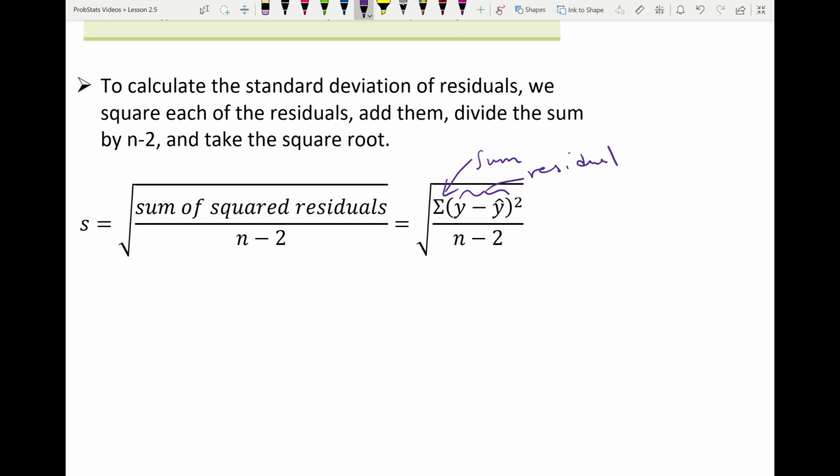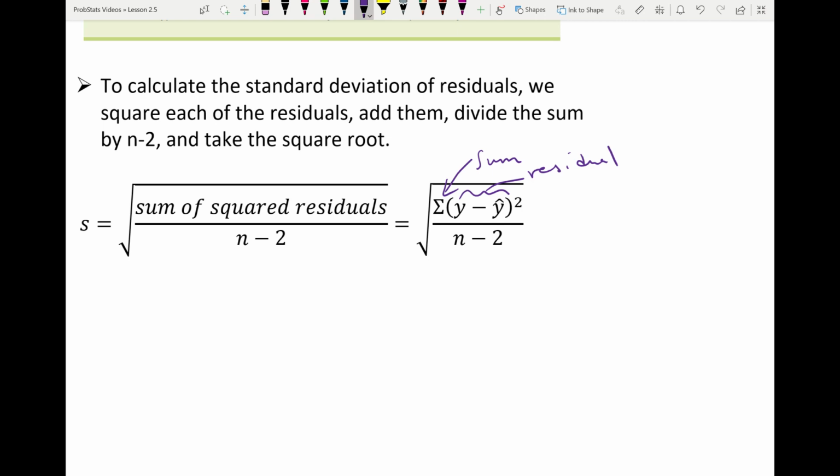And we're squaring the residual and dividing by n minus 2. This is different, right? It used to be n minus 1 if you're doing a sample standard deviation. But since we're doing it for residuals, we're using n minus 2 here. Okay, so just keep that in mind. That's a little different. Remember, n is how many data points you have. So what's your sample size here?